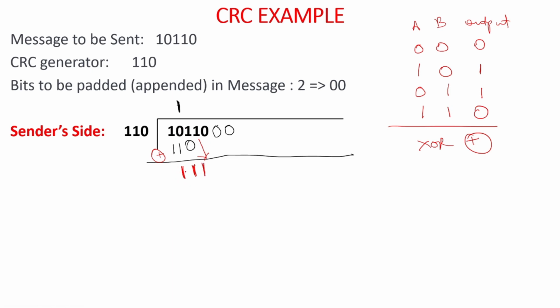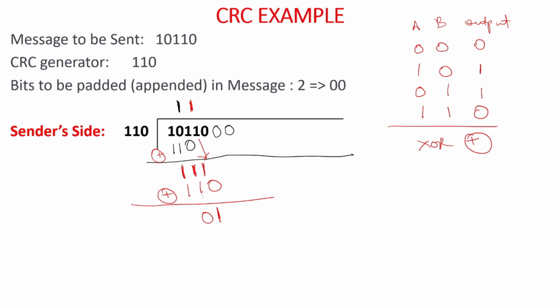Again check the first bit. First bit is 1. So take this as it is, so 1 1 0. And again do the XOR operation. So again you check from here. Now inputs are not same, so write 1. Here inputs are same, both are 1 1, so write 0.